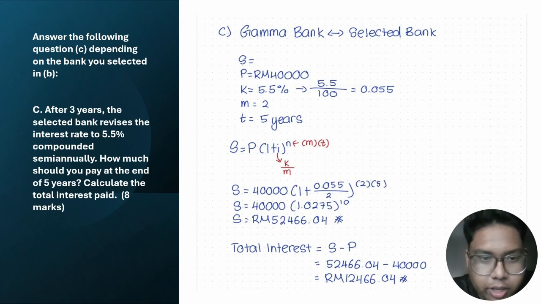So the next question is question C. After 3 years, the selected bank revised the interest rate to 5.5% compounded semi-annually. How much will you pay at the end of 5 years? Calculate the total interest paid. So Gamma Bank is the selected bank. So we must find S.